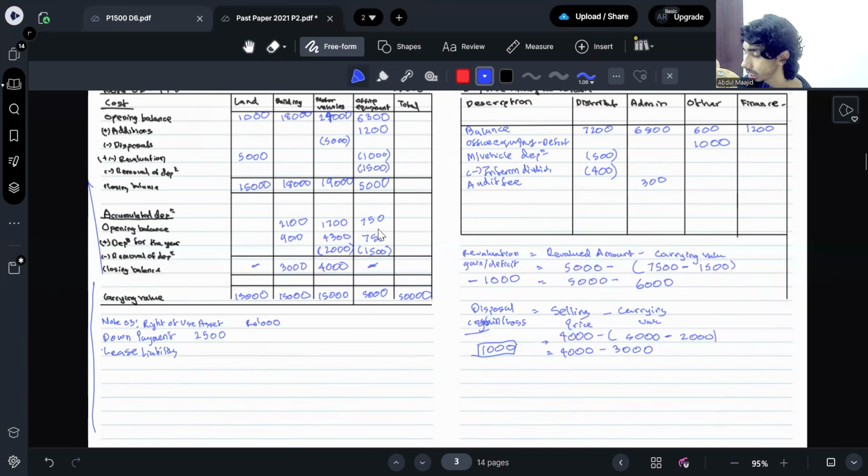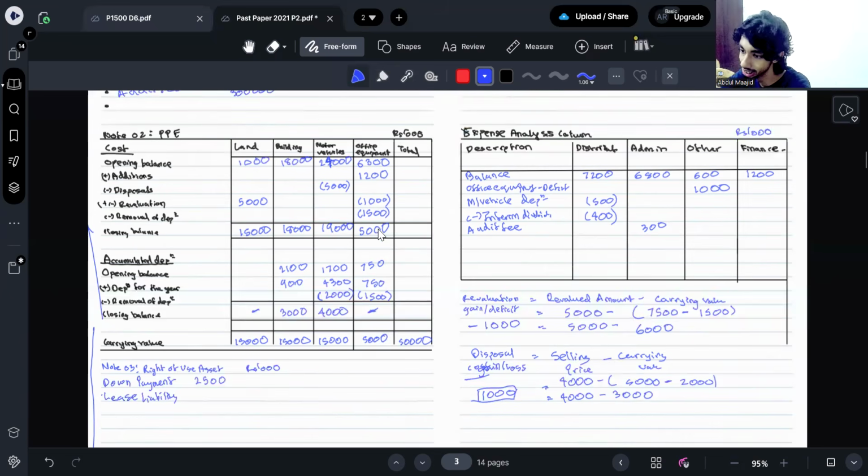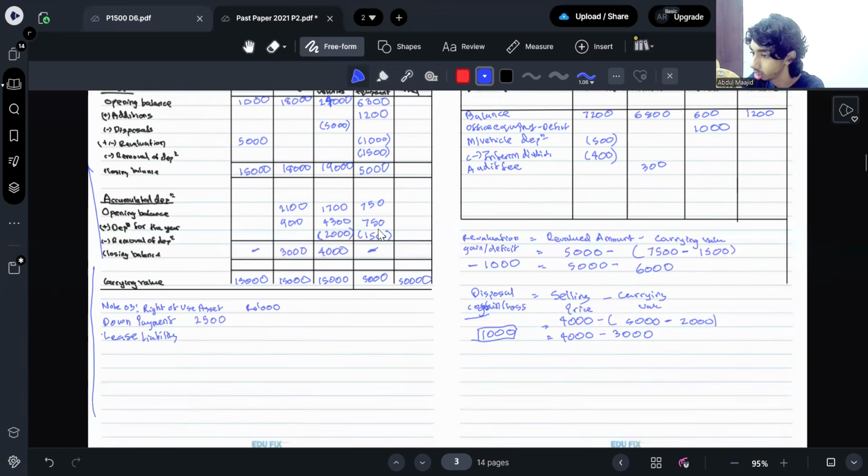Now, how are we going to find the lease liability? In this case, you can find it like this. I'll just write it here. Lease liability equals total installment minus total interest.